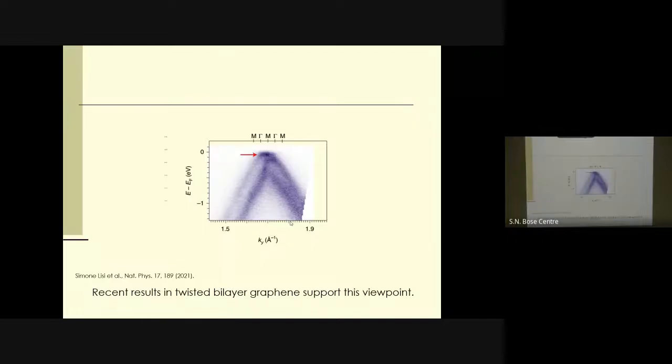And recent experiments on twisted bilayer graphene, that I've also seen, show that you have these dispersive bands associated with the bilayer graphene, and then you have a flat band separated out. These seem to be supporting this kind of view, in contrast to the giant molecule that I introduced earlier. This is the kind of view of the electronic structure.